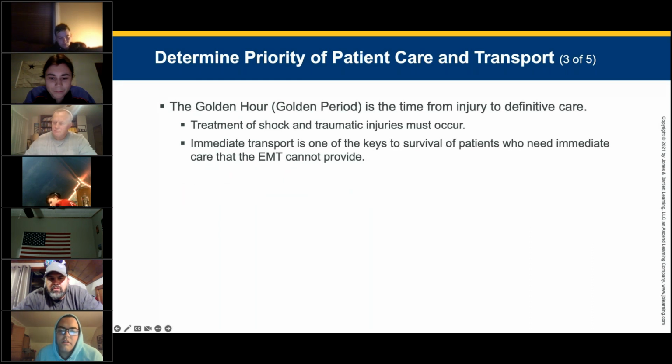The golden hour is something we talk about with trauma patients. It's the time from their injury to the time they make it to definitive care. You want that to happen within an hour. You want them in a trauma center within an hour.